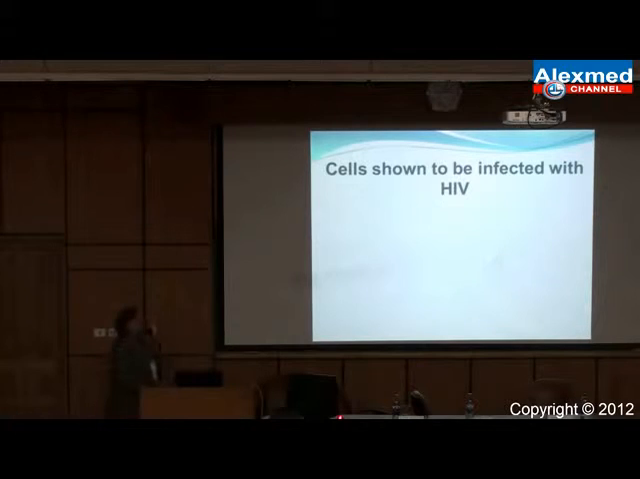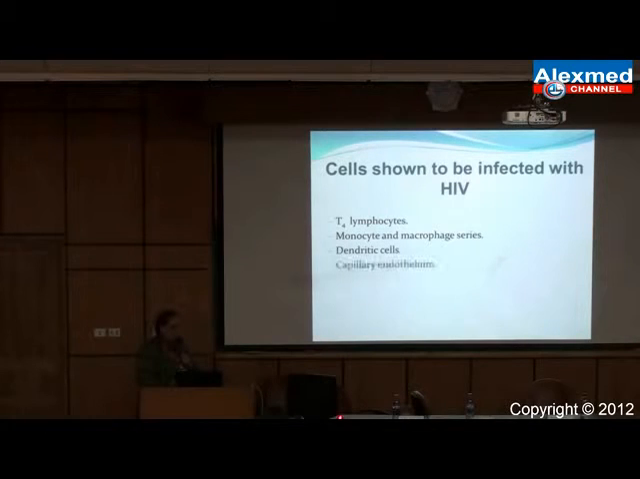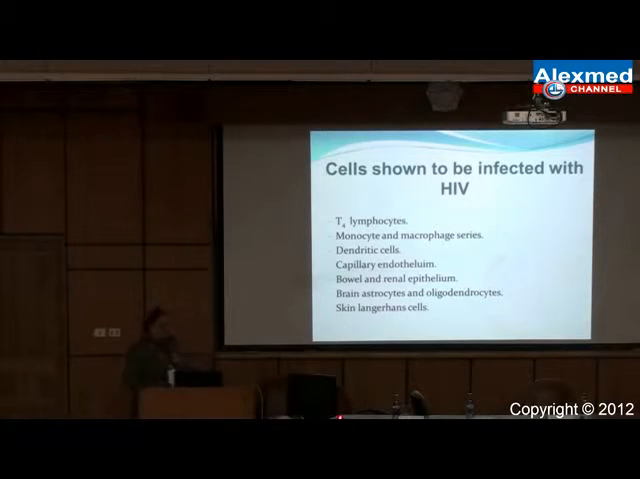What are the main cells that are affected by HIV? T4 lymphocytes are the main target of HIV. Then the monocyte macrophage series. Maybe these are the two most important cells affected by HIV.